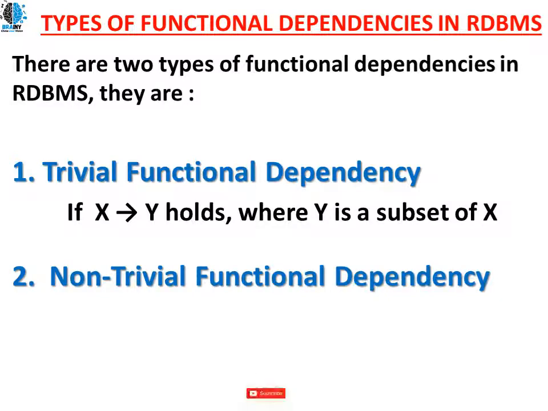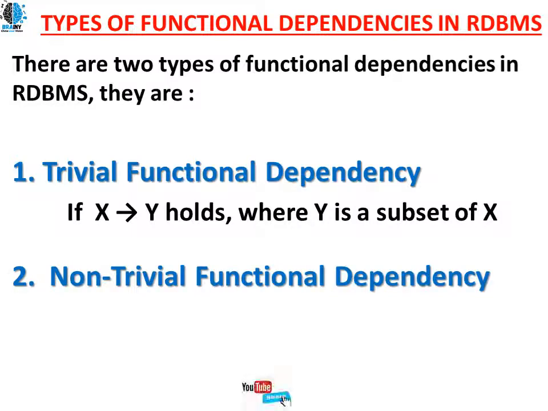What does it mean? If X is an employee ID and Y is an employee name, and it has this type of dependency, then Y is a subset of X. I'm going to explain in more detail about this type of functional dependency.